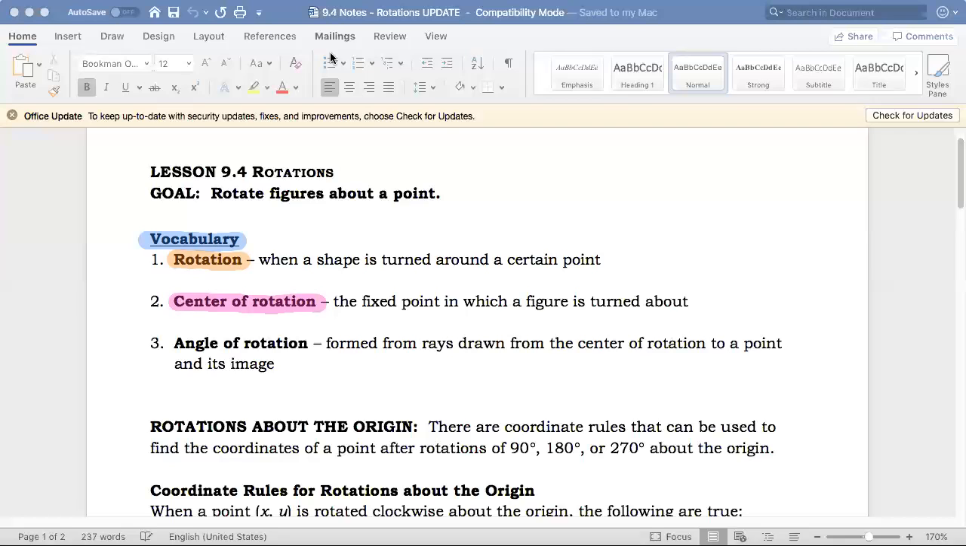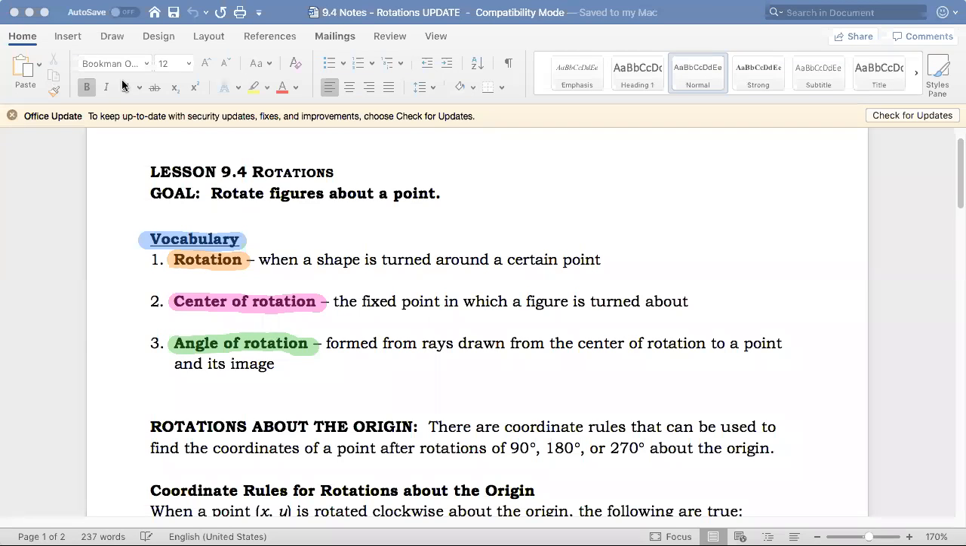And then lastly, you have the angle of rotation. The angle of rotation is formed from the rays drawn from the center of rotation to a point in its image. What I like to think about with that angle of rotation is it's how much you're rotating. Like if you're rotating completely around the chair, that would be an angle of rotation of 360 degrees. Like you had seen with Khan Academy, you could have an angle of rotation of 30 degrees, 120 degrees, negative 30 degrees, negative 120 degrees. So it really just depends on what you're doing.